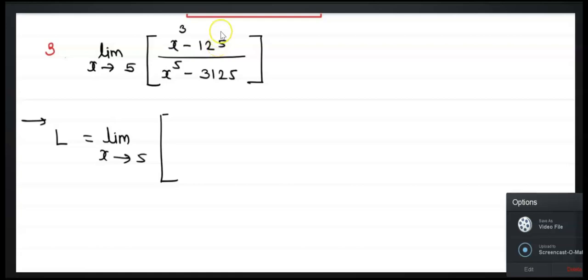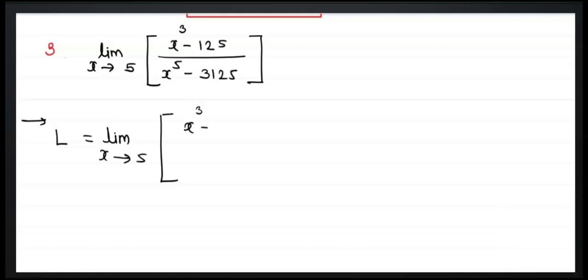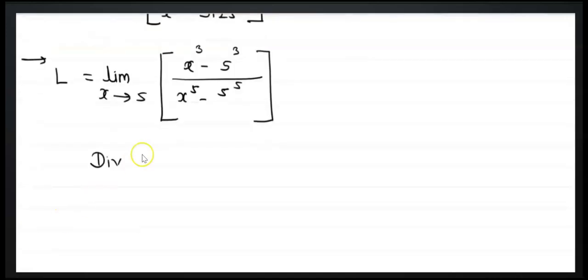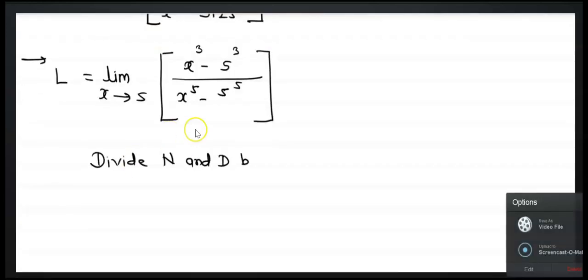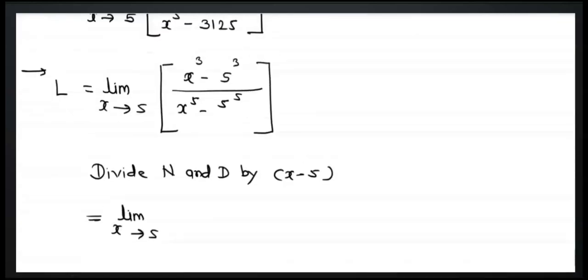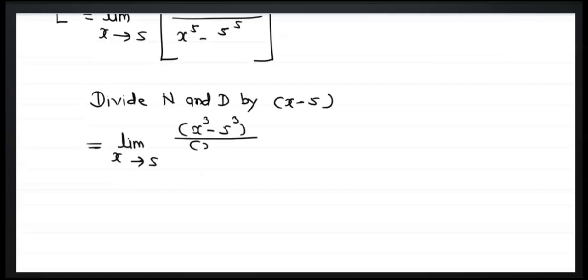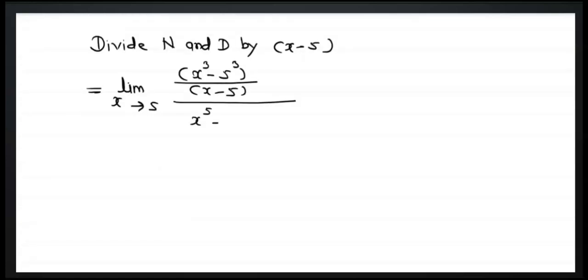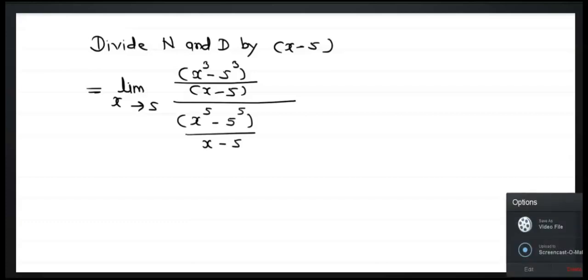5 raised to 3. And 3125 means what? 5 raised to 5. Therefore, limit x tends to 5, x raised to 3 minus 5 raised to 3 upon x raised to 5 minus 5 raised to 5. Now, divide numerator and denominator by x minus 5.